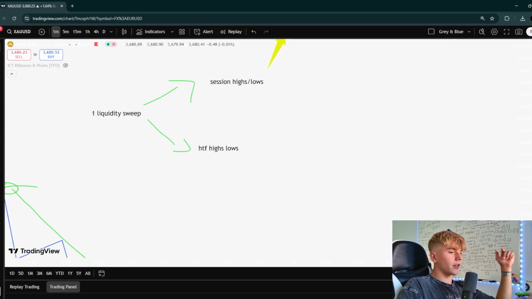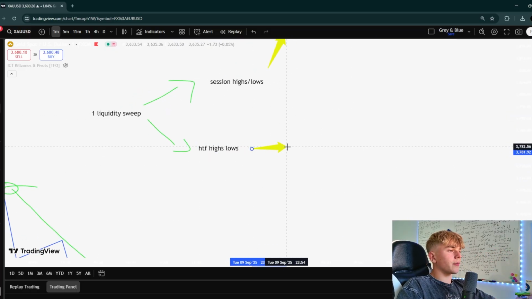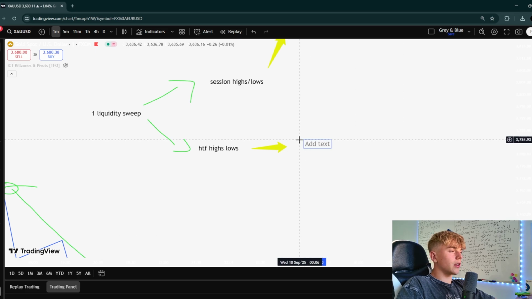Now, the next thing is higher time frame lows. The higher time frames I like to use to spot highs and lows are the daily, the 4 hour, and the 1 hour.